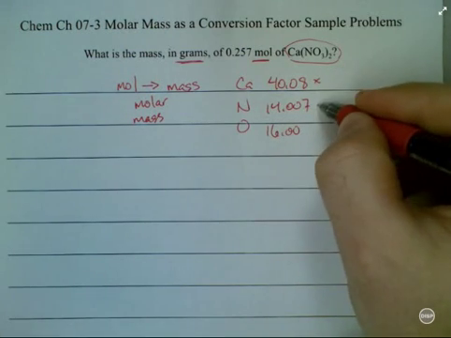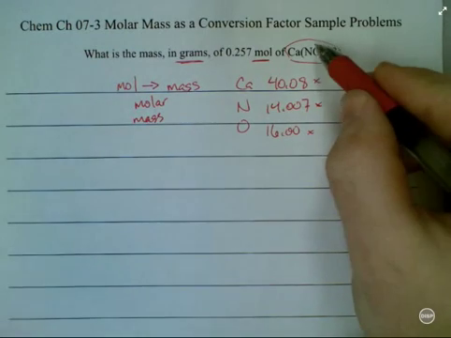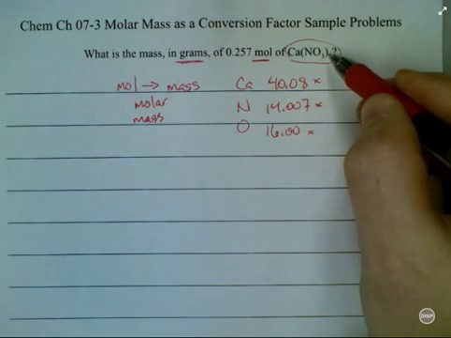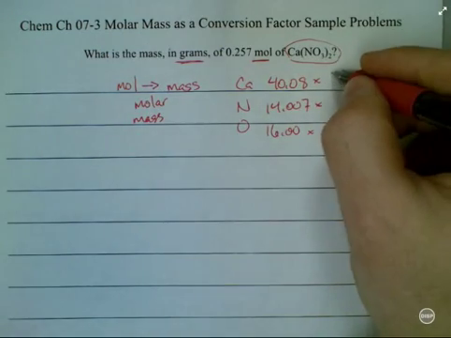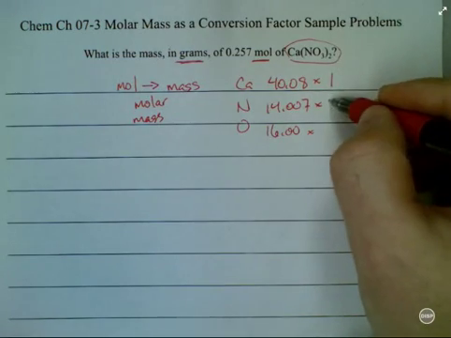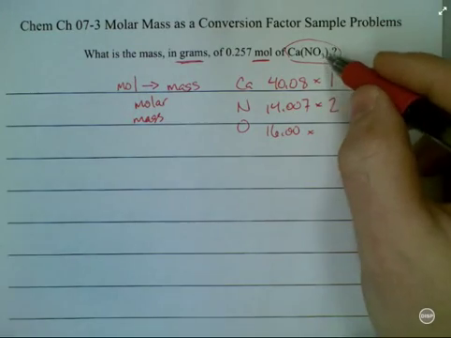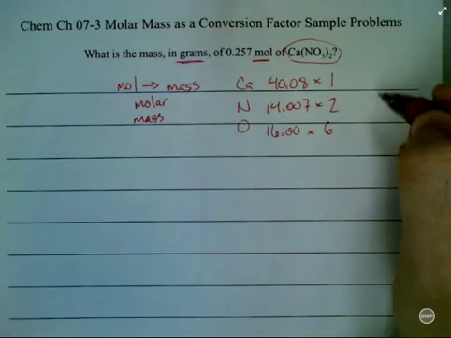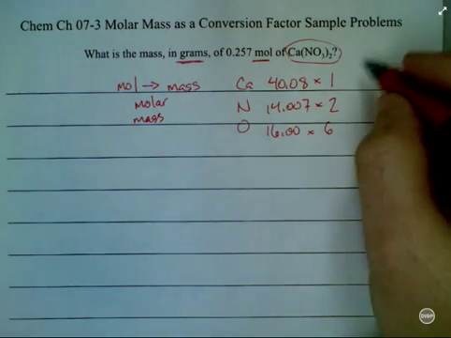Next, I have to take into account how many moles of each element are present in 1 mole of the whole substance. So if there's 1 mole of the whole substance, there's only going to be 1 mole of calcium. There's going to be 2 moles of nitrogen because there are 2 nitrates. And for the oxygen, there are actually going to be 6 moles of oxygen because there are 2 nitrates. Each nitrate has 3 oxygens.